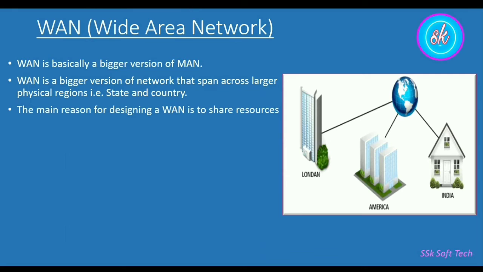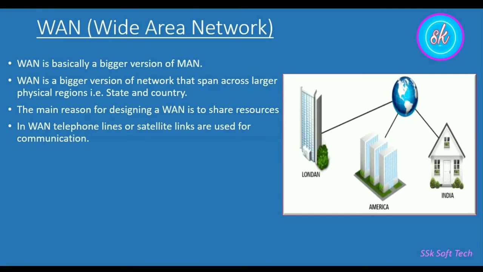In WAN, a number of LANs are connected together for the communication purpose. Those LANs are geographically far from each other. All those LANs are connected to each other to form a big network. In WAN, telephone lines or satellite links are used as a communication channel.